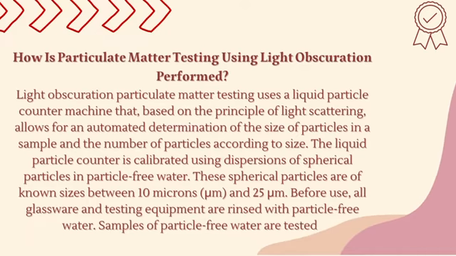Light obstruction particulate matter testing uses a liquid particle counter machine that, based on the principle of light scattering, allows for an automated determination of the size of particles in a sample and the number of particles according to size. The liquid particle counter is calibrated using a dispersion of spherical particles in particle-free water. These spherical particles are of known size, between 10 micrometers and 25 micrometers.